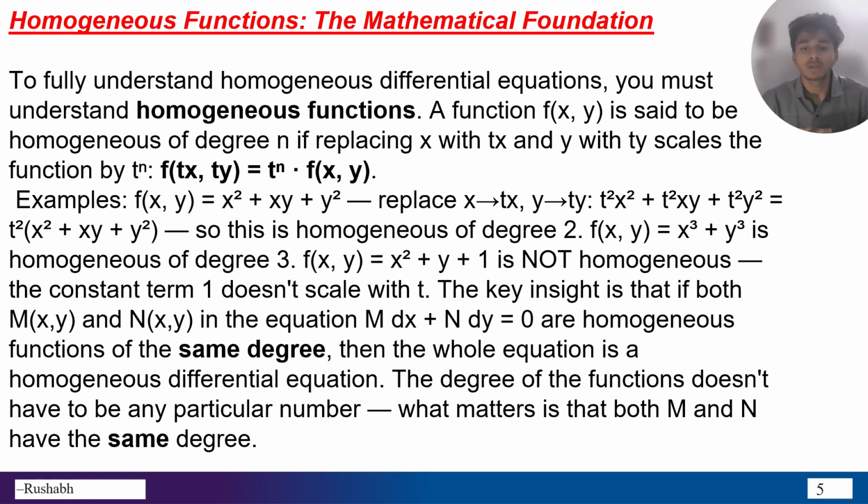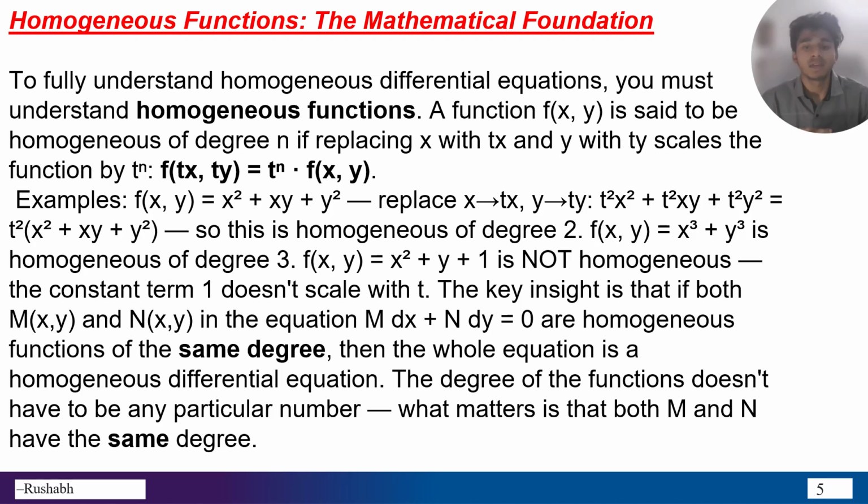The function f(x,y) = x³ + y³ is homogeneous of degree 3. If a function f(x,y) = x² + y + 1, it is not homogeneous because the constant term 1 doesn't scale with t.